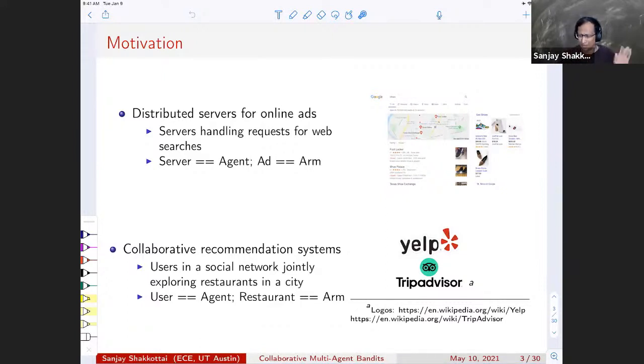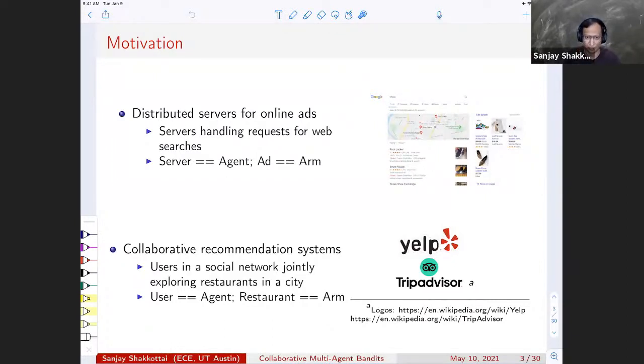Another example of this kind of setting is when a single user is exploring restaurants in a city. Each day, this person would go to a restaurant and sample, maybe like or not like the dish, and over time wants to identify the best restaurant. Okay? Again, different words, but mathematically a very similar problem. What we're interested in these problems is a multi-agent version of this.